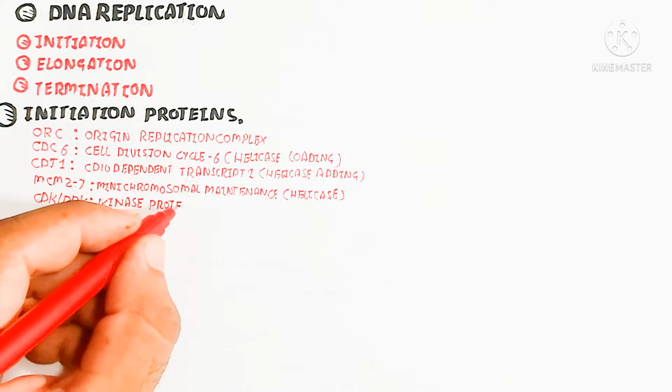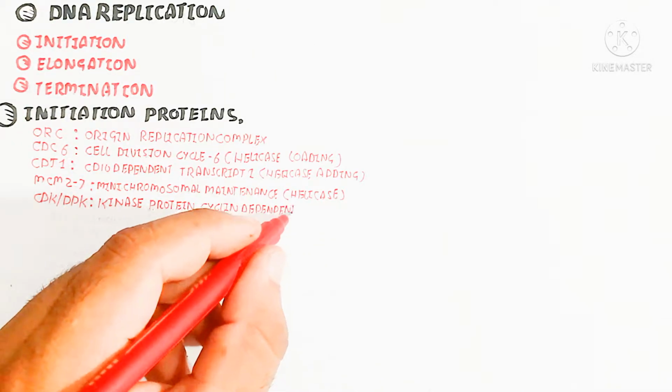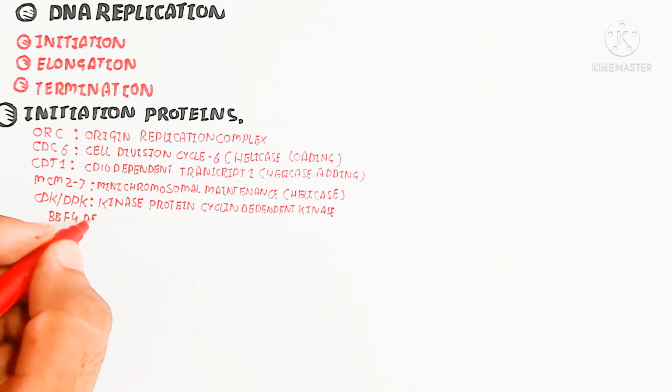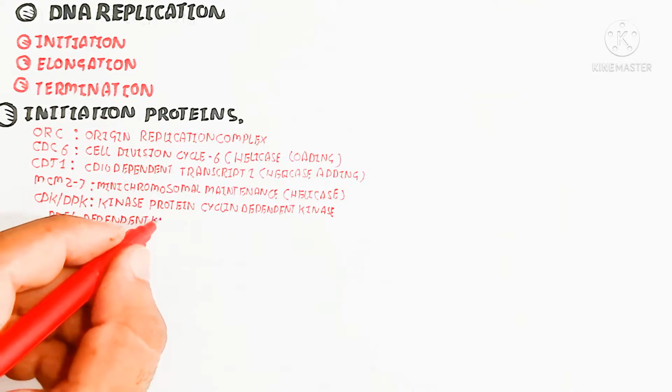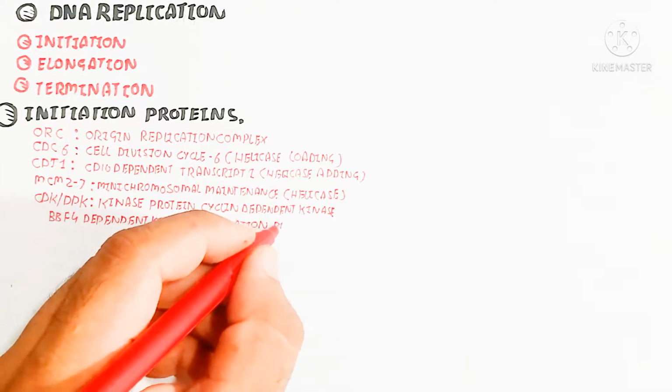CDK and DDK are kinase proteins: cyclin-dependent kinase and DBF4-dependent kinase. They are used for initiation protein regulation.